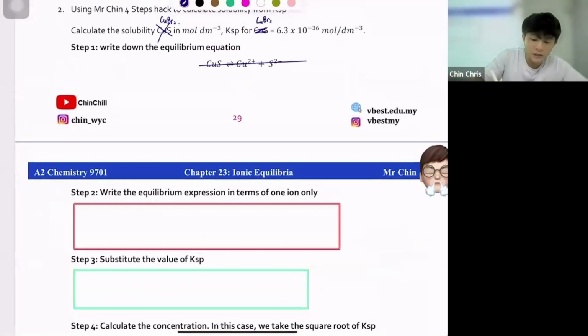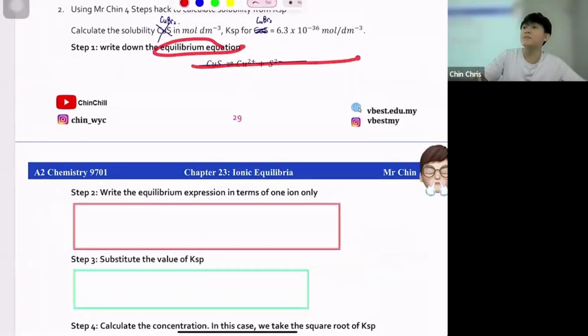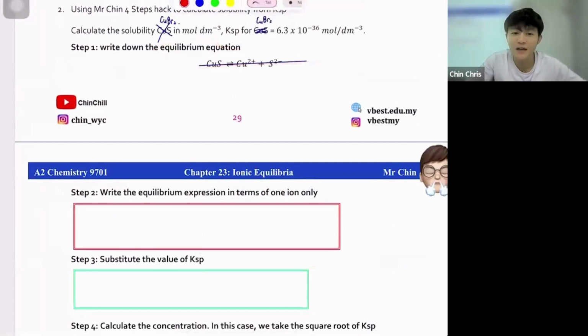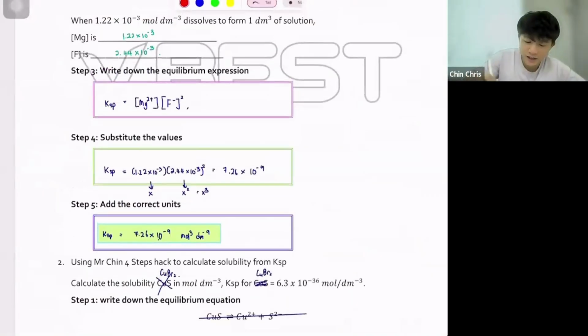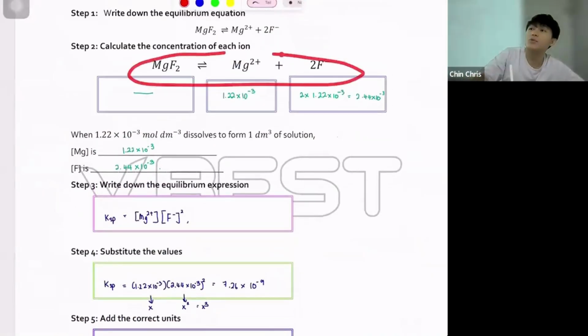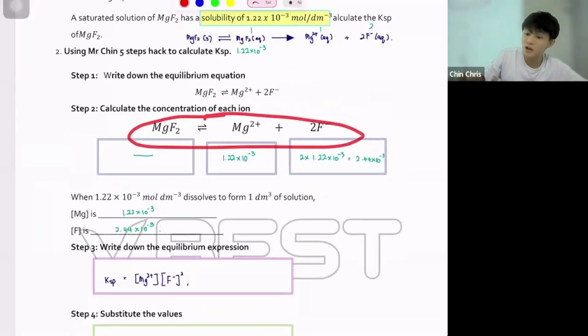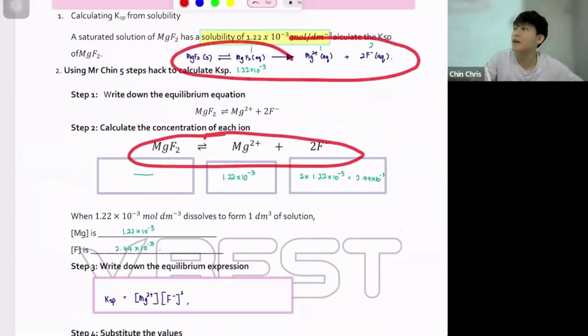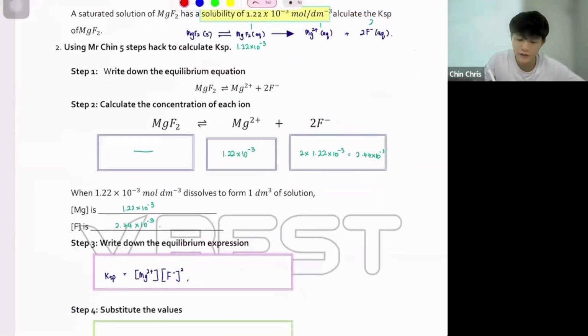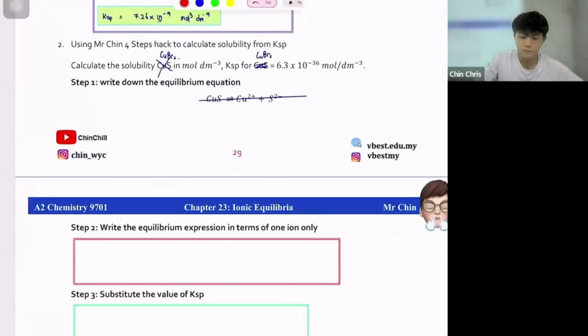Step one is to write down the equilibrium expression. I already cancelled it because it's wrong. So write it down for me, the actual one. Yes, I changed the compound already. You can do this provided you understand everything. Later you will know why. If you are not so sure, do the long method. The long method will help you out a little bit. Unless you are very good, then you can do this. Go.